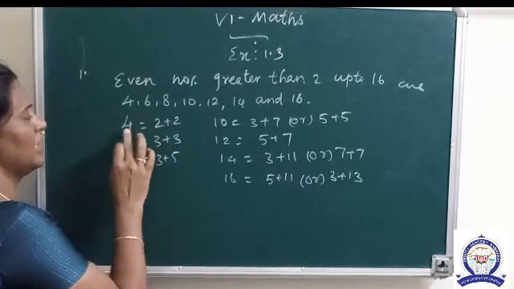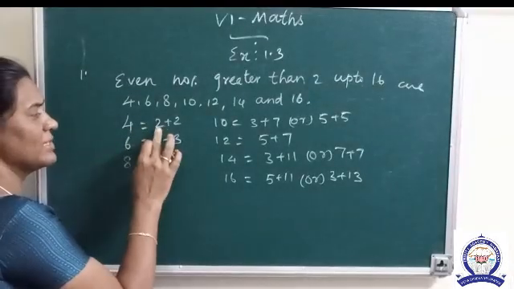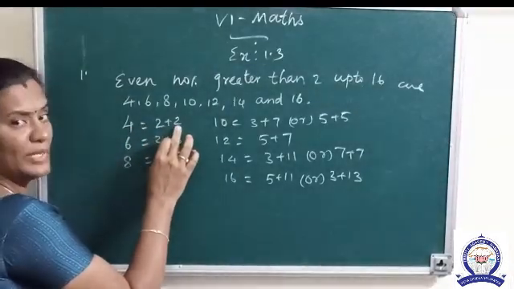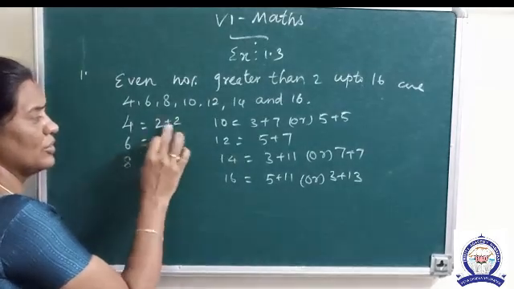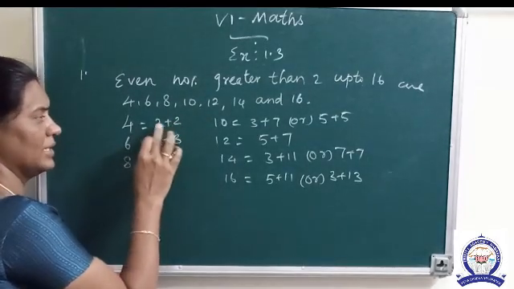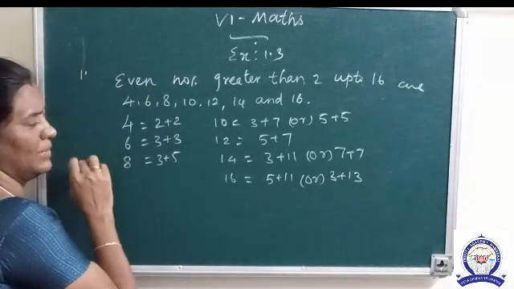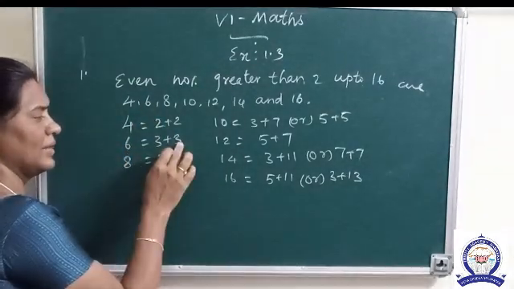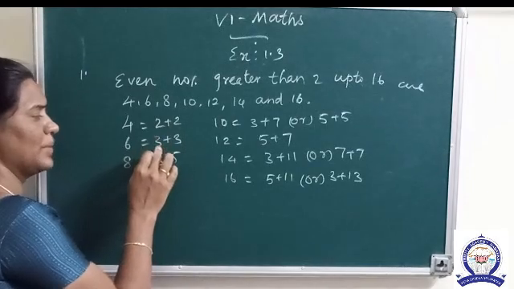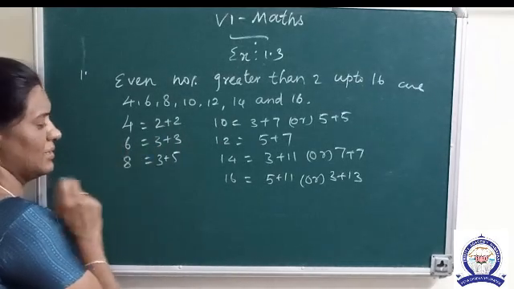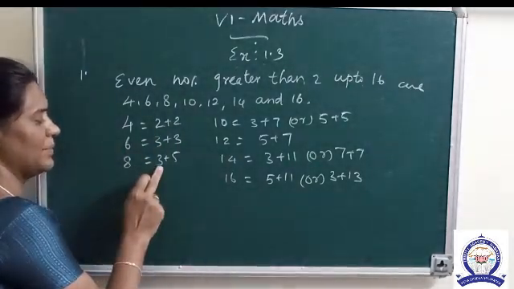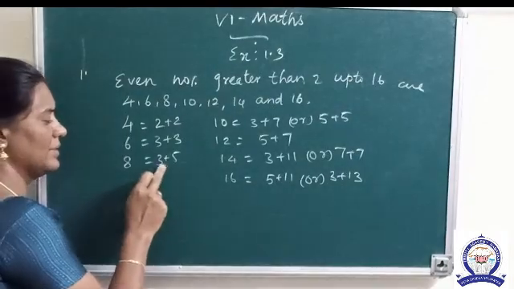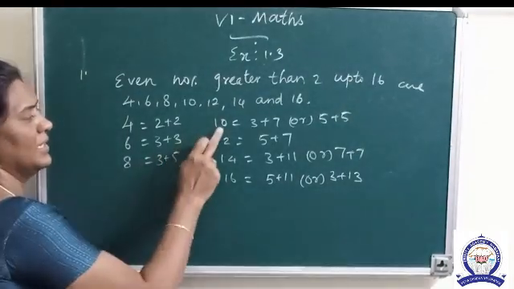First we take the number 4. So 2 is the prime number. So 2 plus 2. These two prime numbers give us an even number. Next we take 6. 6 we write 3 plus 3. 3 is a prime number. So prime number plus prime number we get 6. Then 8. 3 is a prime number. 5 is a prime number. 3 plus 5 is 8. Then 10.